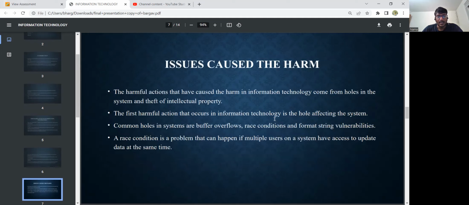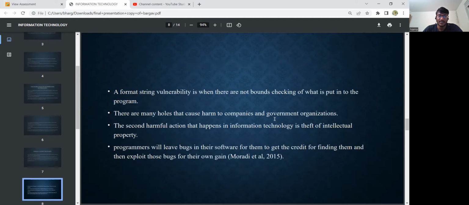Issues that cause harm. The harmful actions that have caused harm in information technology come from holes in the system and theft of intellectual property. The first harmful action in information technology is a hole affecting systems: buffer overflows, race conditions, and format string vulnerabilities. A race condition is a problem that can happen if multiple users on a system have access to update data at the same time. A format string vulnerability is when there is no bounds checking of what is put into the program. There are many holes that can cause harm to companies and government organizations.